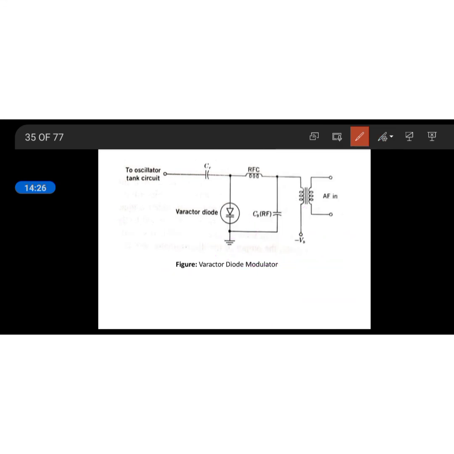So that's all about the varactor diode modulator. By next class, we will be discussing the next kind of modulator. Thank you so much for your cooperation.